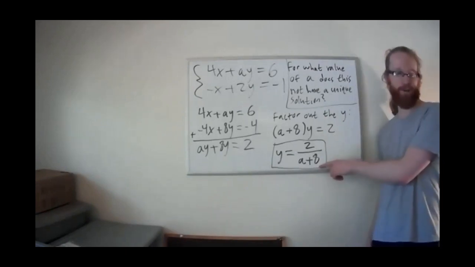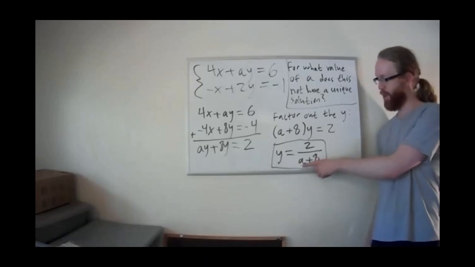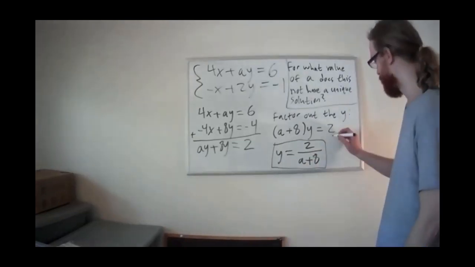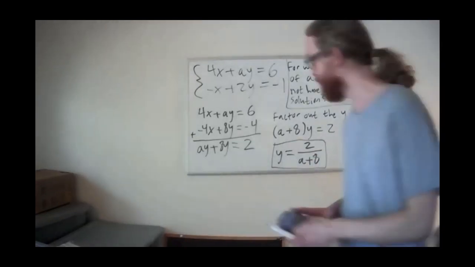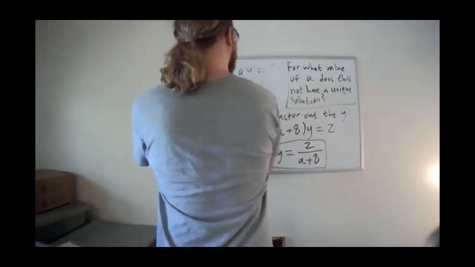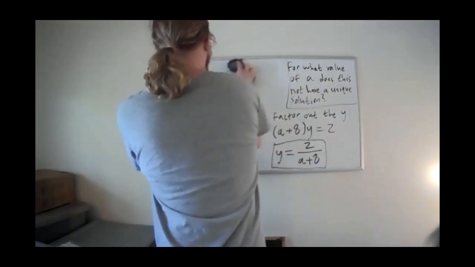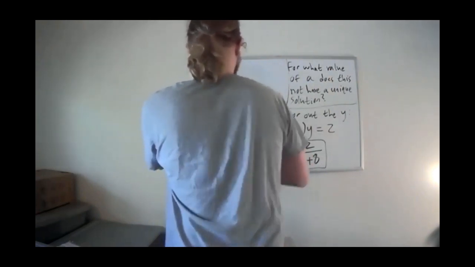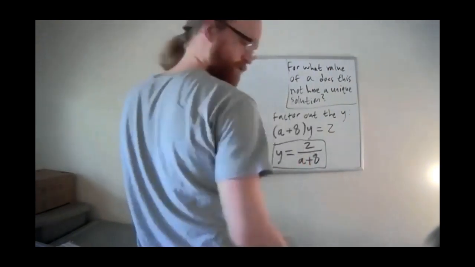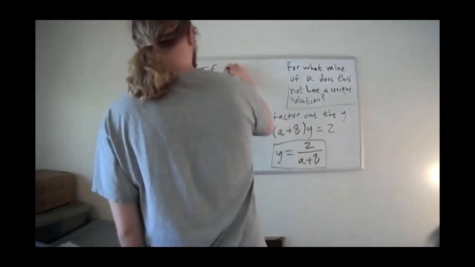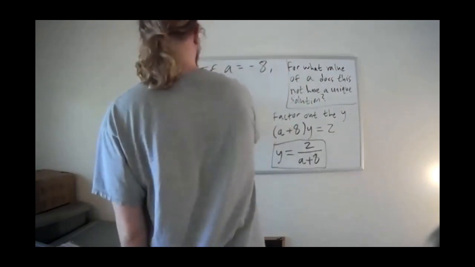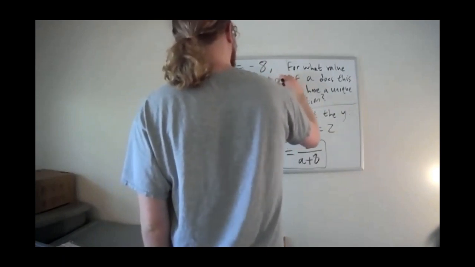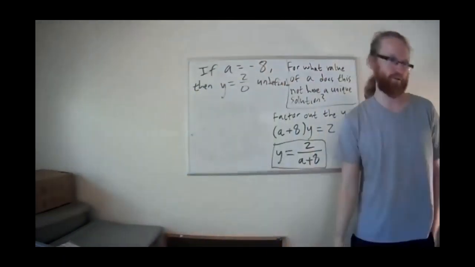If a is -8, we're out of luck because I'll get -8 plus 8 at the bottom, and that's 0, so I'll have 2 divided by 0, and that's bad, right? So I'll erase over here and write down that conclusion. If a is -8, we have to divide by 0, which we can't do. A equals -8, and y equals 2 over 0, which is undefined, of course. And so that makes no sense, right?